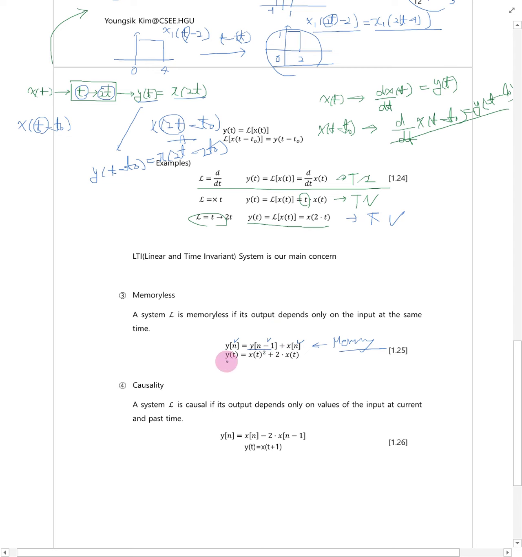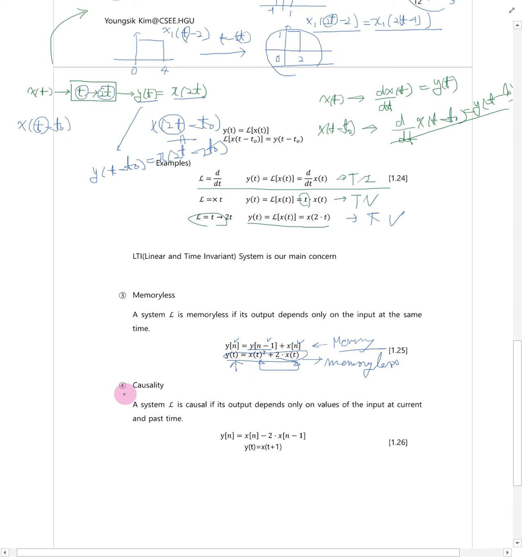But in this example, the output depends on only the current input. So this is a memoryless device. So this one is memoryless. So if somehow there is some storage device, it has some memory. So memorylessness is this one.